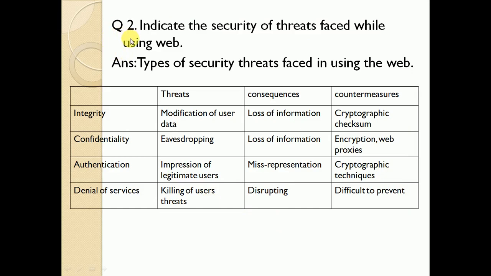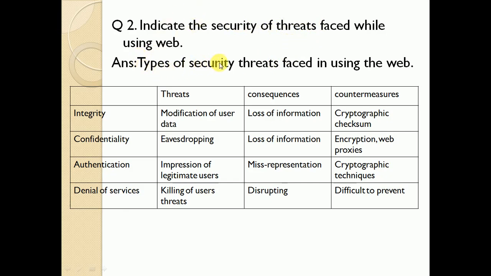Question number 2. Indicate the security threats while using the web. So here some threats are there. What do threats mean? As I already explained in the class, you also know what is meant by threats. Threats are some damages caused to the organization's assets or your industry assets. Which different threats are there?